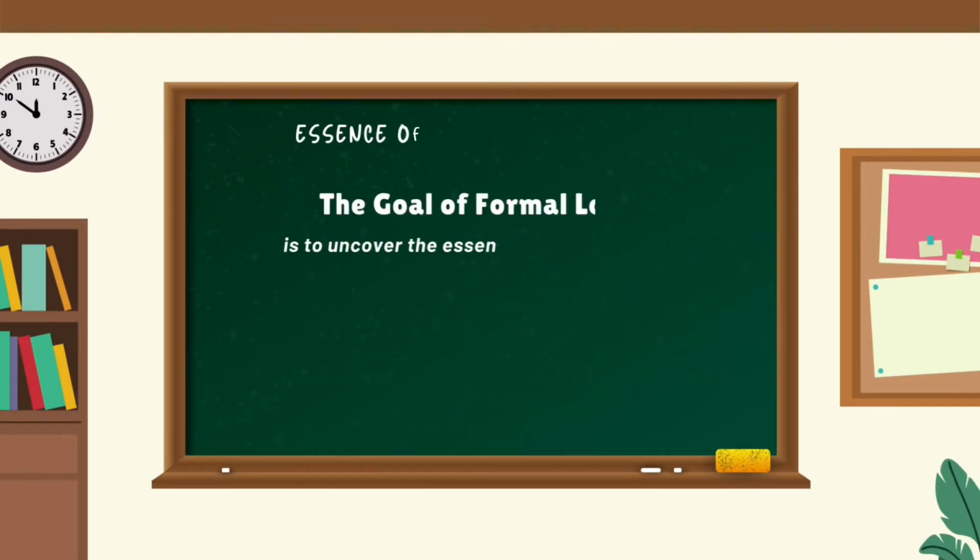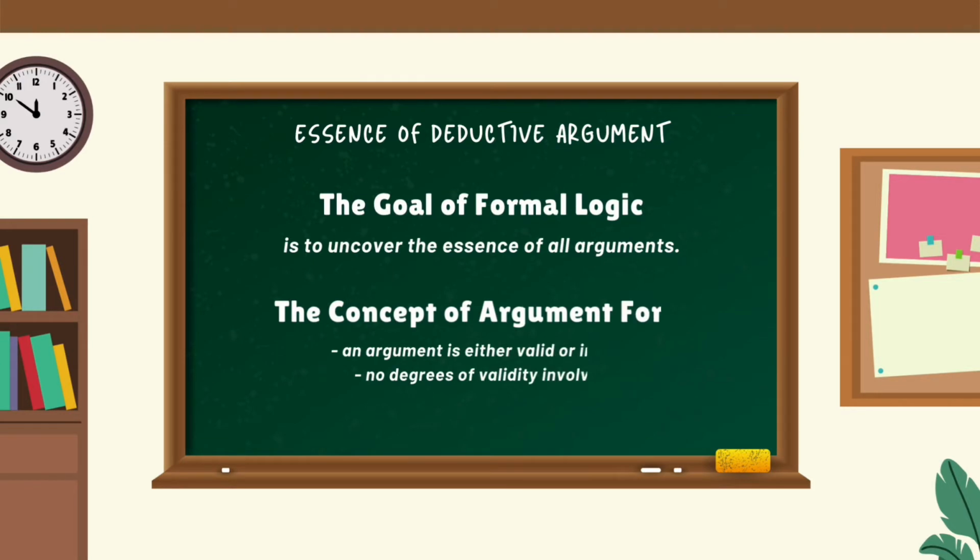With this being said, we can notice that the goal of formal logic is to uncover the essence of all arguments. Consequently, the concept of argument form affirms that an argument form is either valid or invalid, wherein there are no degrees of validity involved. That is why formal logicians have concentrated their study on the logical form of the arguments, leaving its natural setting or the ordinary language behind.